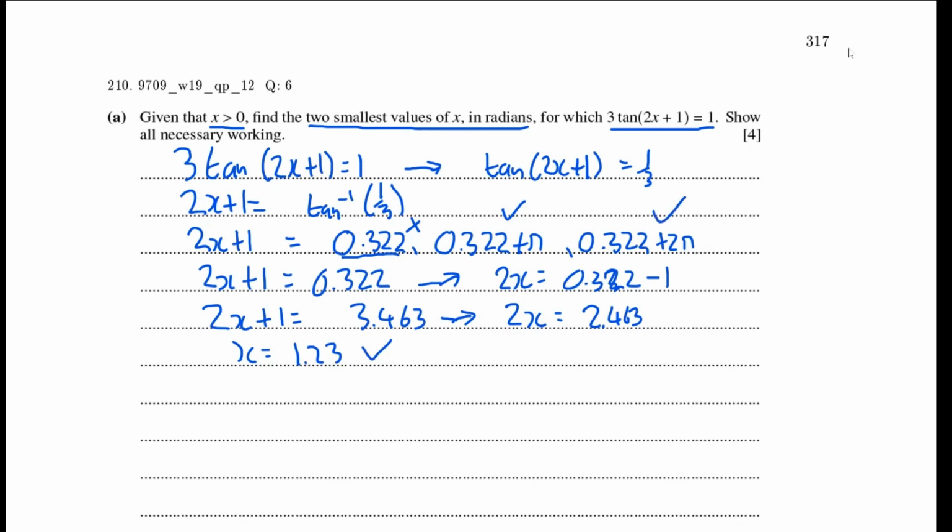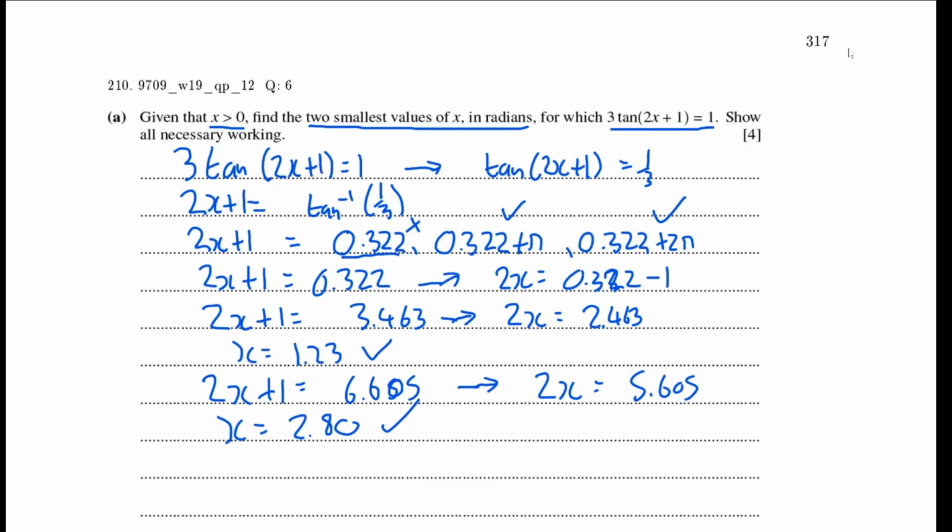Now, let's try this one. So this will certainly give us our next smallest value. So 0.322 plus 2 pi is going to give us 6.605. And then once again, we rearrange that. So 2x is equal to 5.605, then divide by 2. x will give us the answer of 2.80. And that looks good to me. x is bigger than 0, check. Two smallest values of x, check. In radians, check. And therefore, we have achieved the question.